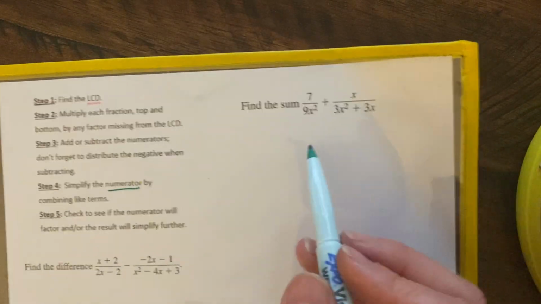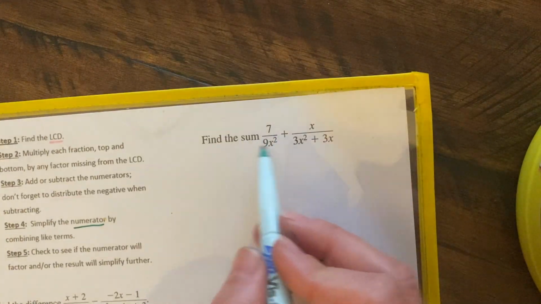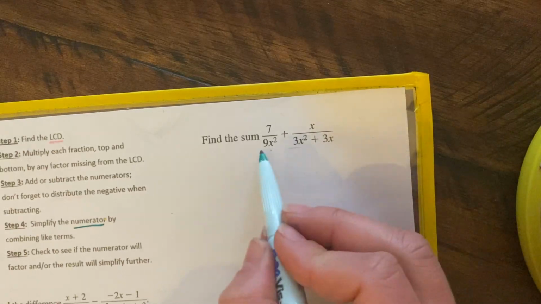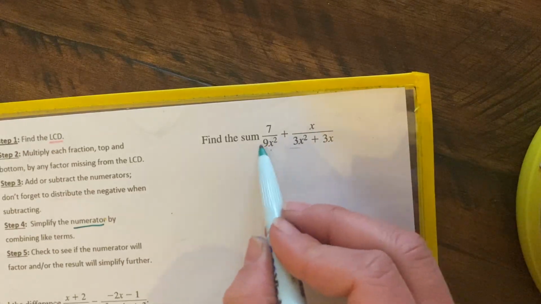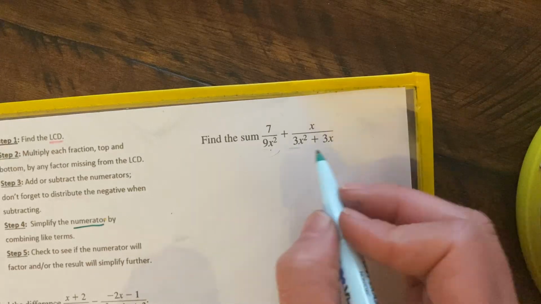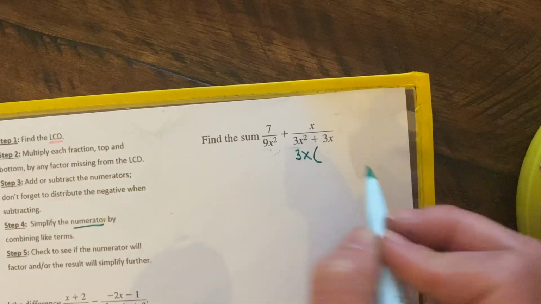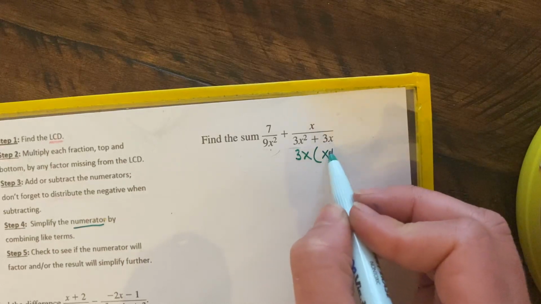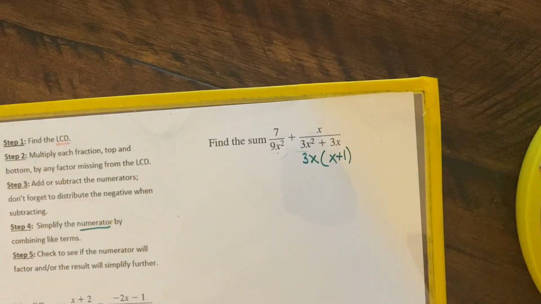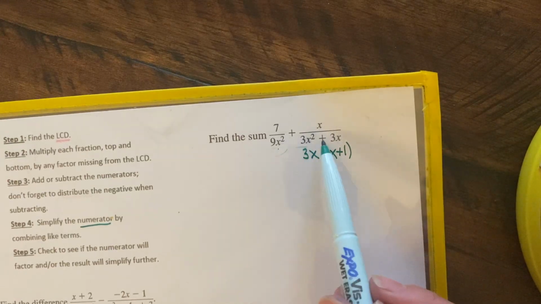Okay, so let's take a look at our first one here. We're going to find the sum. So you want to check to see if you can factor from the beginning. Obviously this is one term, we can't really factor it, so I'm going to go over here. We do have a common factor of 3 and x. So we can take those out, and it's going to look like that.